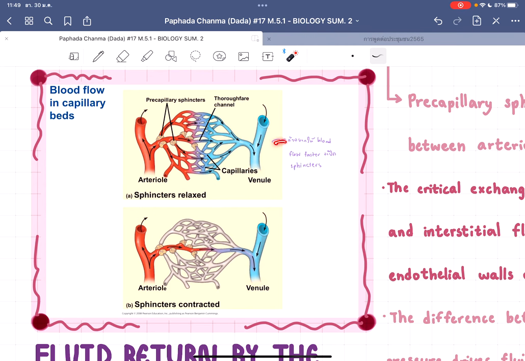So in this blood flow, it is faster, and you need to close the sphincters. And these are the capillary sphincters.